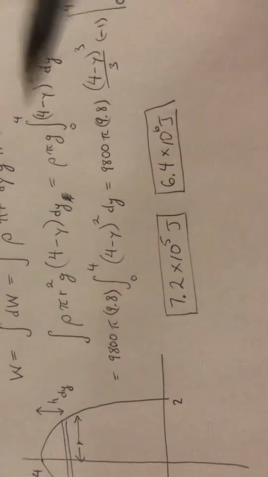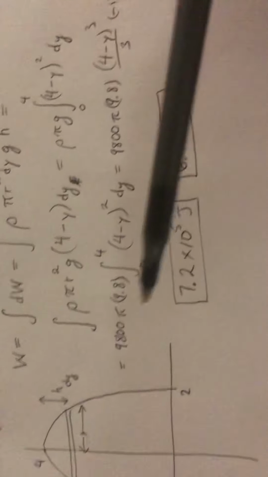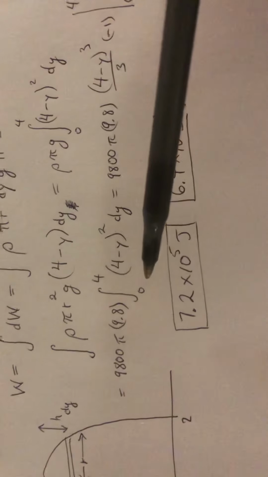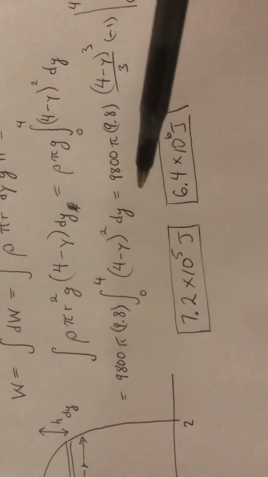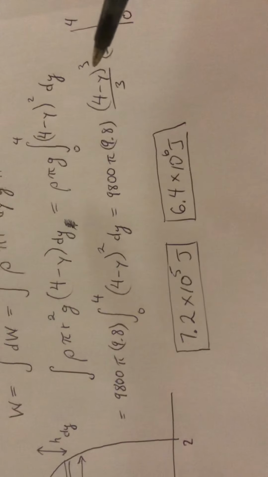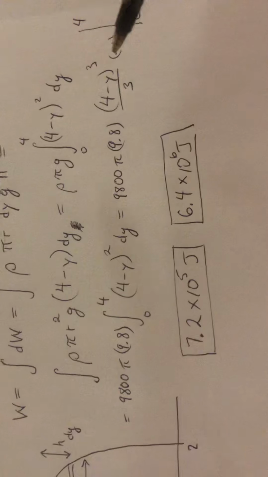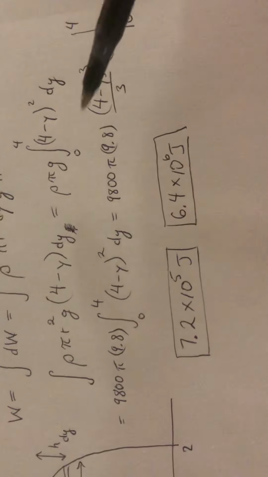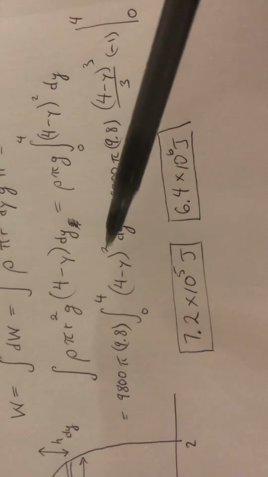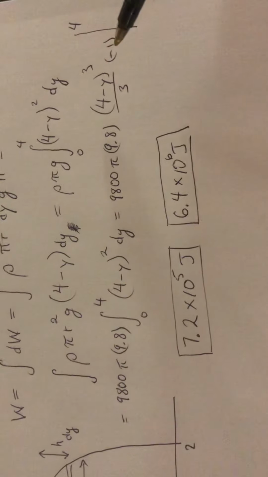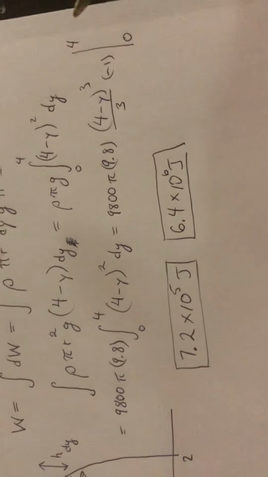All right. Rho was given as 9,800, pi, 9.8. The integral from 0 to 4 of (4 minus y) squared dy is equal to 9,800 pi 9.8 times negative (4 minus y) cubed over 3. And we can check this. Suppose we differentiate this part. The 3 comes down, kills that, it becomes a 2, and by the chain rule we have this multiplied by negative 1, which kills that. So we're good. 4 to 0.